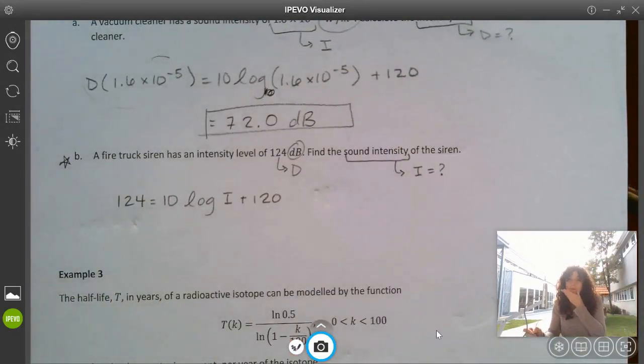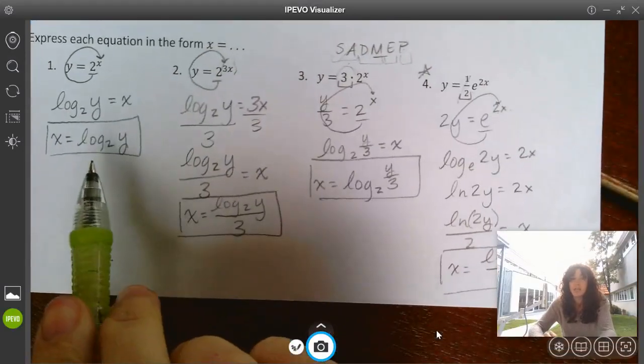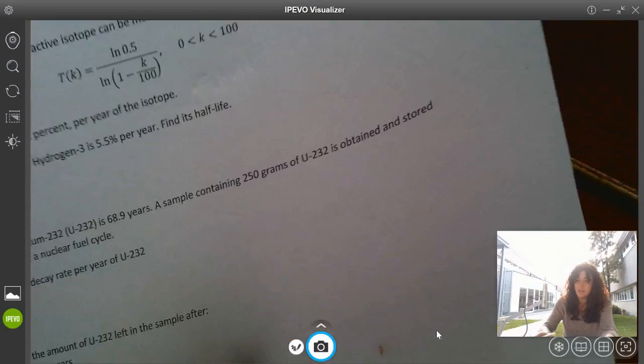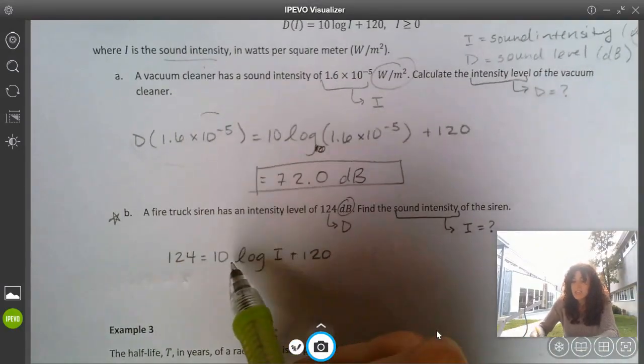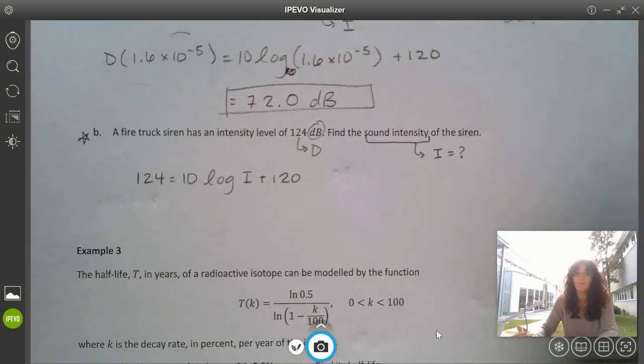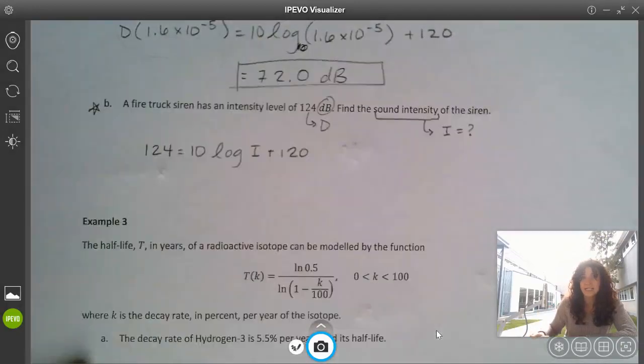You could numerically solve from here. You could also use the skills that we talked about of how you get the I out of the log. So using all of these skills, you could subtract 120, divide by 10, and then spiral out to turn it into exponent form. Or you could just numerically solve. If you want to numerically solve, just go ahead and type it out right now.